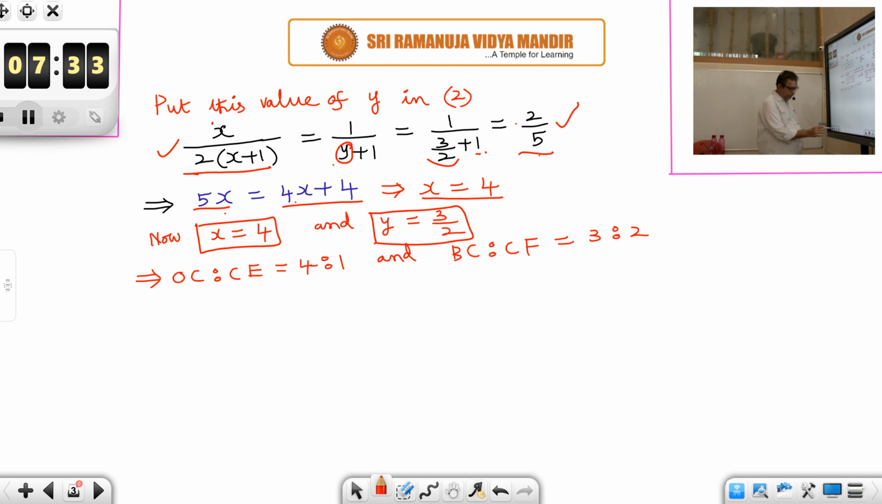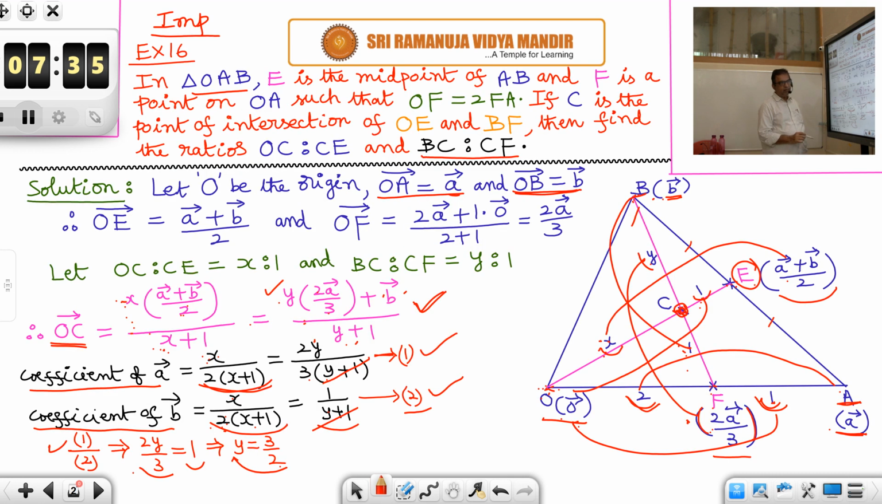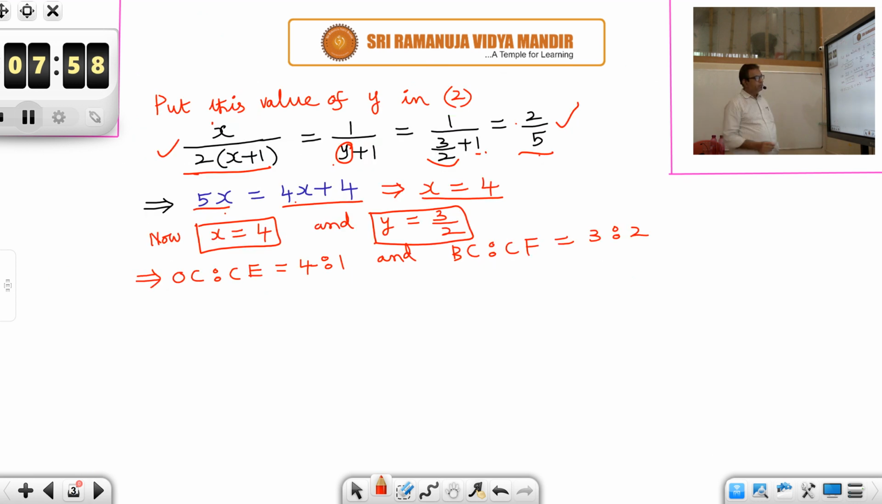But what is x? Let us go back and see. X is what? OC is to CE. First ratio, OC is to CE, x is to 1. That is 4 is to 1, is it not? And second ratio, BC is to CF. BC is to CF is what? That is y, 3 by 2 is to 1, means 3 is to 2. So one ratio is 4 is to 1, other ratio is 3 is to 2.